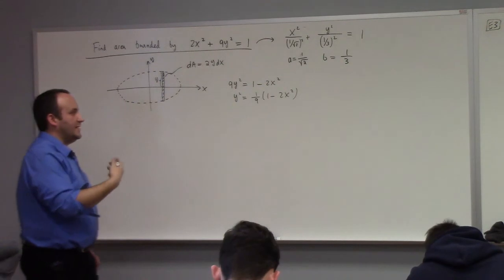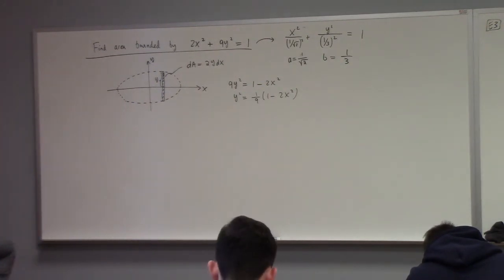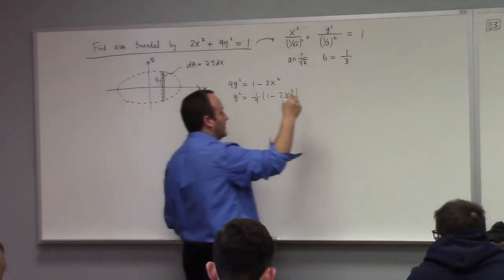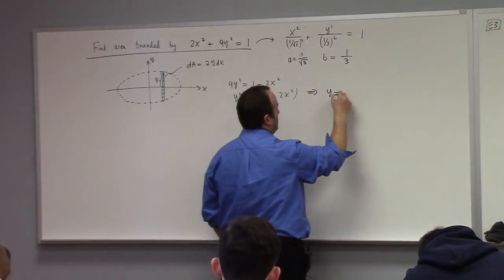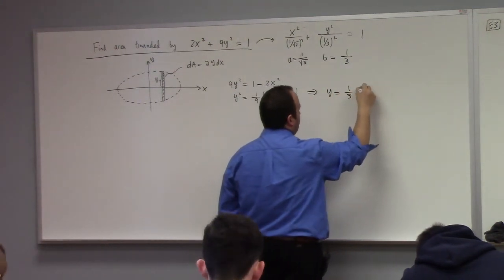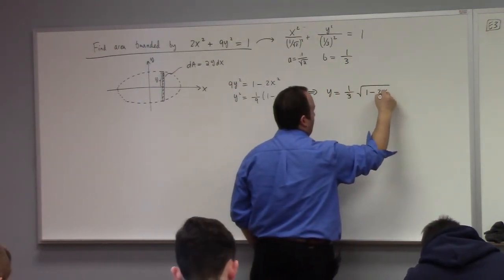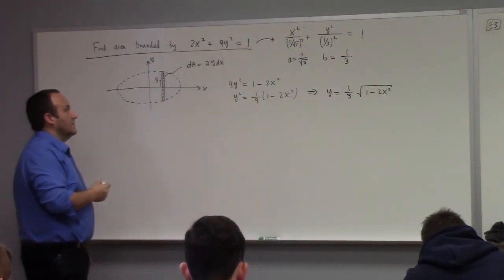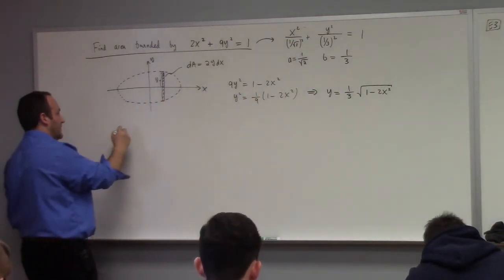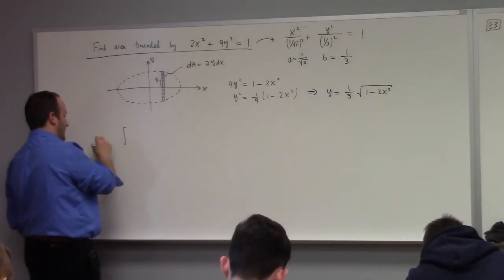So y squared is 1/9 times 1 minus 2x squared here, right? So we can solve for that y in the upper first quadrant where y is positive. We get 1/3 square root of 1 minus 2x squared, yeah? And so what's the integral we ought to be doing to find the area?